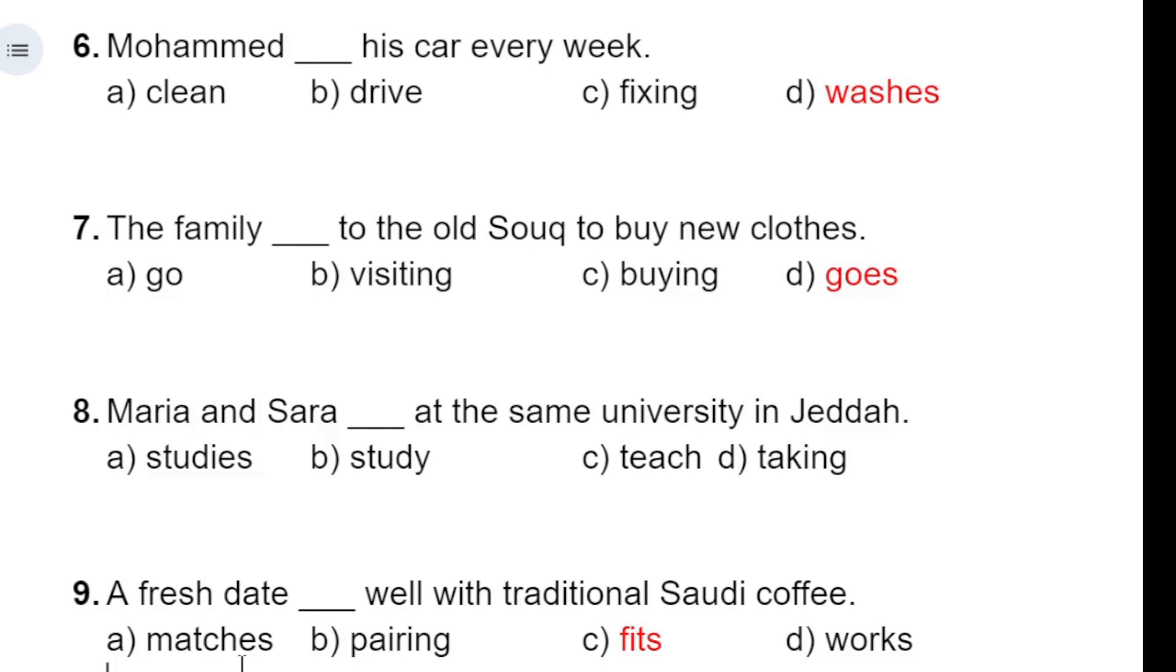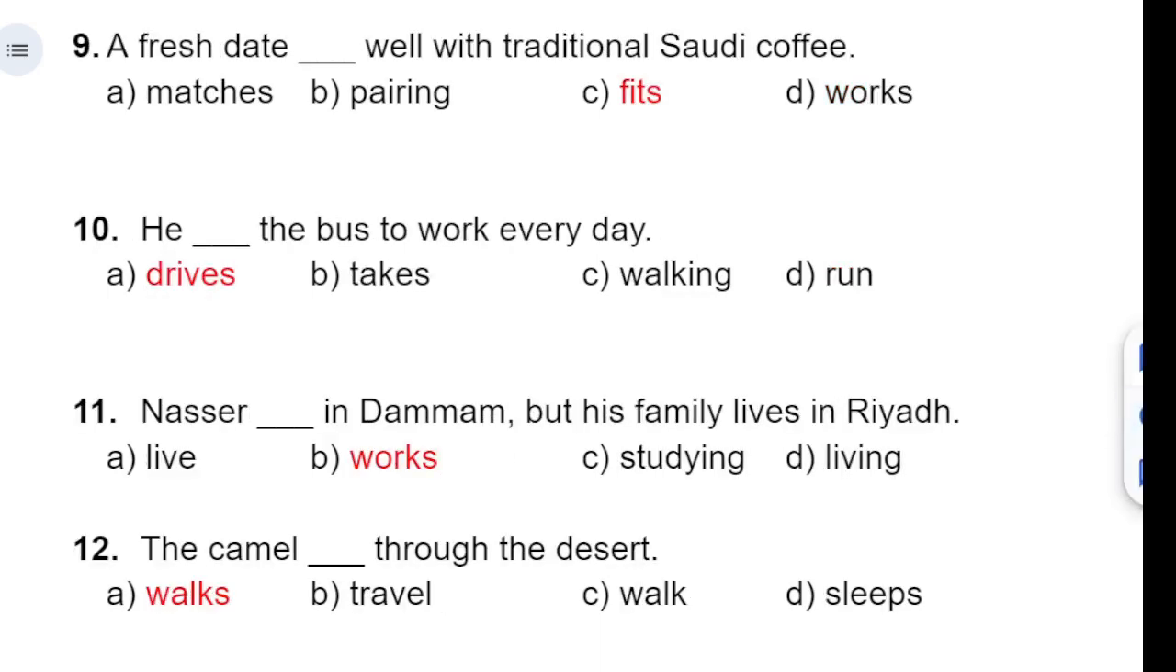8. Maria and Sarah teach at the same university in Jeddah. 9. A fresh date fits well with traditional Saudi coffee. 10. He drives the bus to work every day, or you can say he takes the bus to work every day. 11. Nasser works in Dammam, but his family lives in Riyadh.